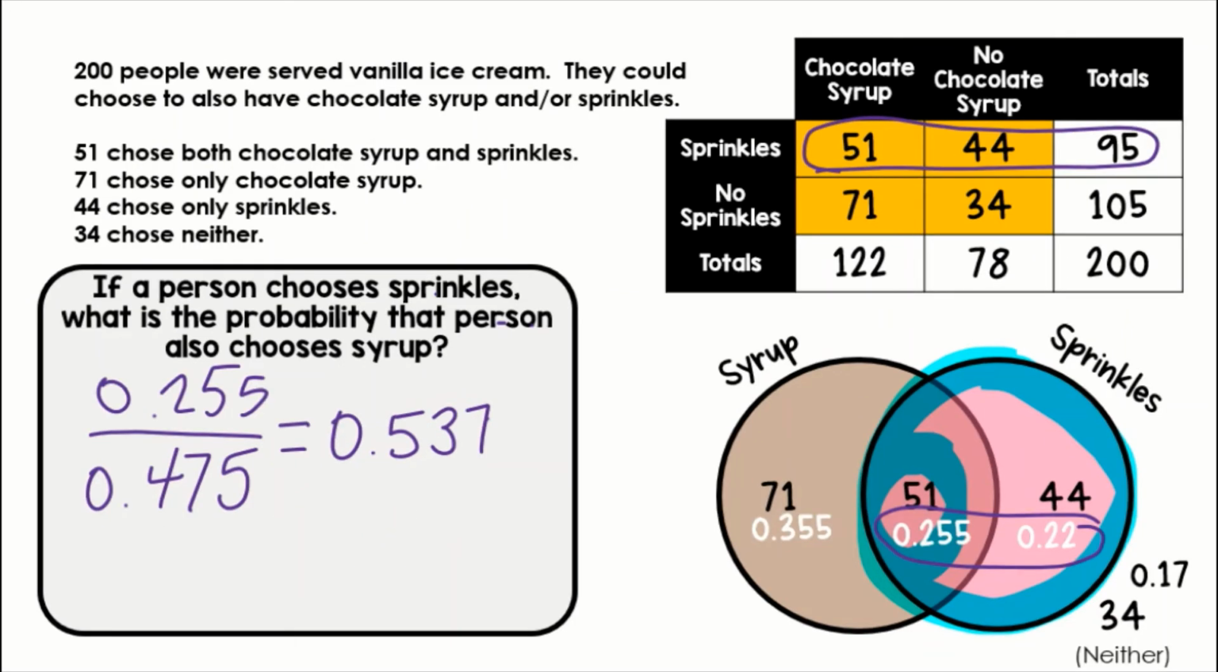Let's say you had converted the individual groups into decimals. You would have done that by dividing by 200, since that was our total group this time. If you had those decimals, you could use those again, set up a ratio, and still get the same answer.